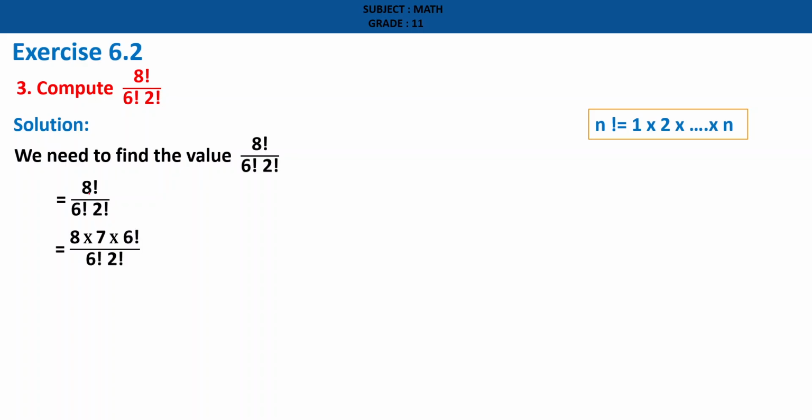8 factorial we can write as 8 into 7 into 6 factorial. We are stopping here because the denominator again has 6 factorial, so we can cancel it. Upon cancelling 6 factorial, we get 8 into 7 divided by 2. That is, 2 ones are 2, 2 fours are 8, so we get 4 into 7, which is 28. Therefore, the value of 8 factorial divided by 6 factorial times 2 factorial is equal to 28.